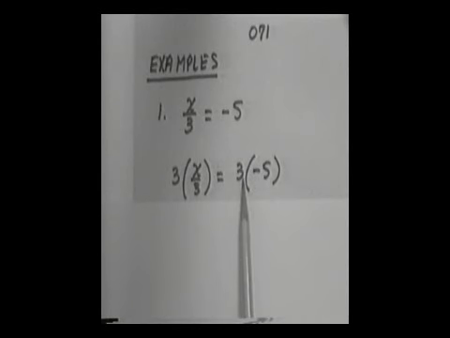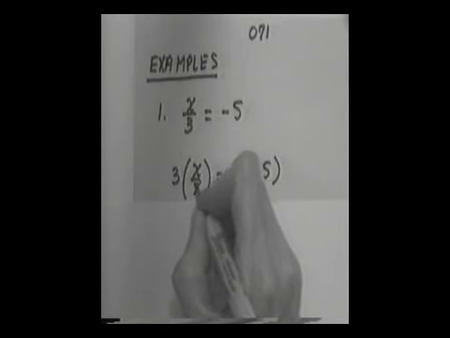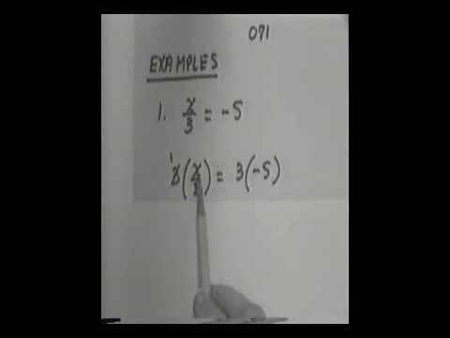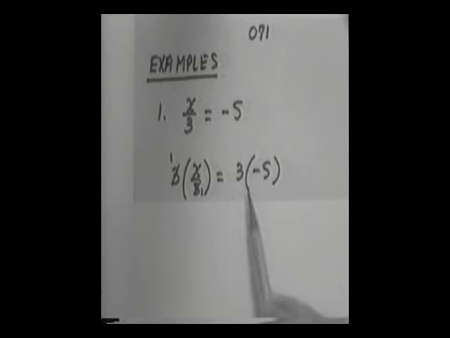Multiply both sides of the equation by 3. 3 times x over 3 equals 3 times negative 5. On the left, the 3's can be reduced. 3 goes into 3 once, 3 goes into 3 once. This gives us 1 times x over 1. 1 times x is x. X divided by 1 is x, and so on the left side we have simply x. On the right, negative 15. So our solution is x equals negative 15.